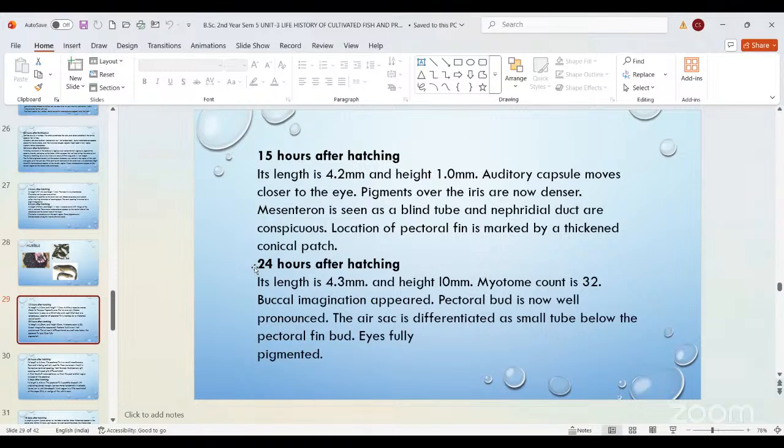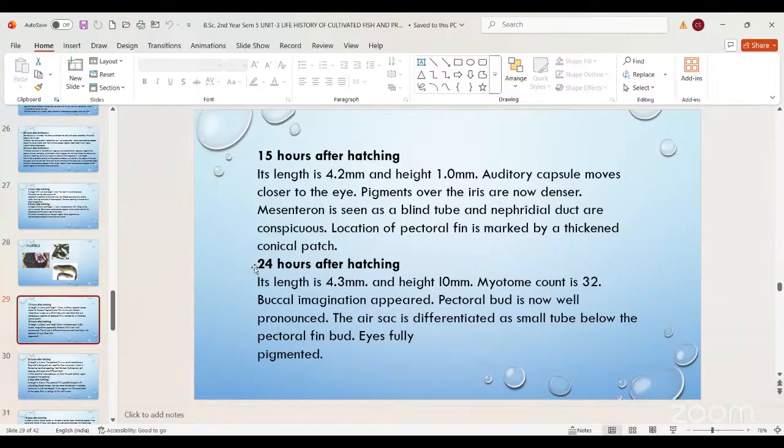15 hours after hatching, its length is 4.2 mm and height is 1 mm. Auditory capsule moves closer to the eye. Pigments over the iris are now denser. Mesenteron is seen as a blind tube and nephridial ducts are conspicuous. Location of pectoral fin is marked by a thickened conical patch.